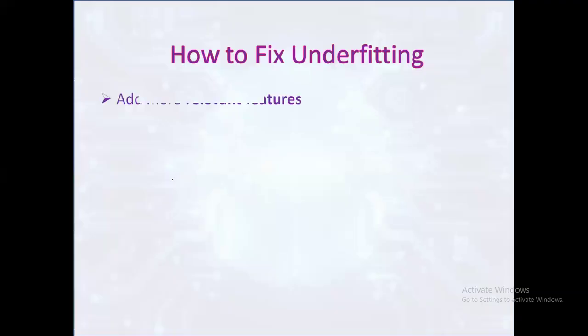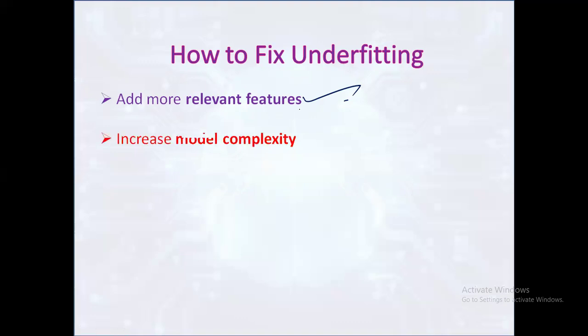Next, how to fix underfitting. Adding more relevant features gives the model additional information to learn from. This helps it build a more accurate understanding of the relationships in the data. And increasing the model capacity allows the model to capture more intricate patterns in the data. This may include adding more layers, using advanced architectures, or incorporating feature transformations.